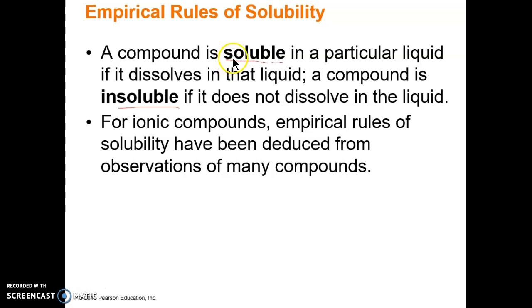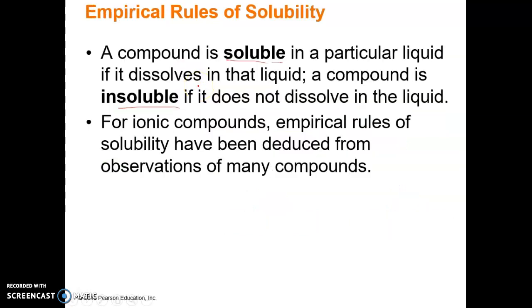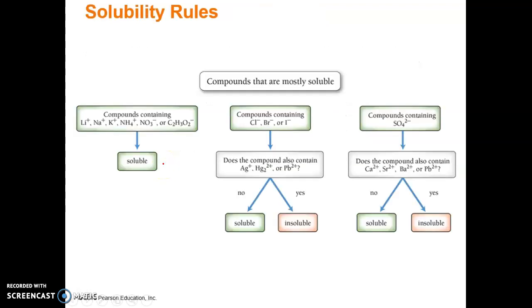So to sum it up, a compound is soluble in a particular liquid if it dissolves in that liquid, and a compound is insoluble if it does not dissolve in a liquid. For ionic compounds, there are some rules. They're called the solubility rules, and they came up with these rules from many years of observation. Here's a little table that'll help you out with that.